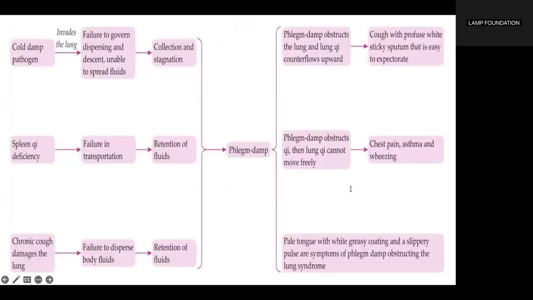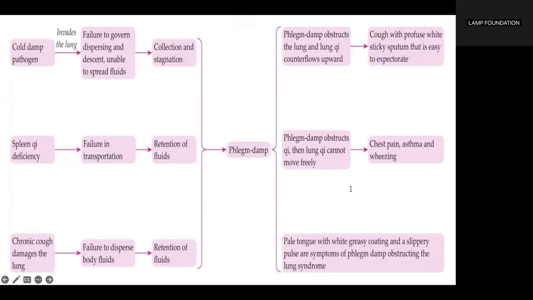Clinical manifestations: cough with profuse white sticky sputum that is easy to expectorate, chest stuffiness, even asthma and wheezing, pale tongue with white greasy coating and a slippery pulse. This pattern can be seen in both acute and chronic diseases, however, mostly seen in chronic diseases.